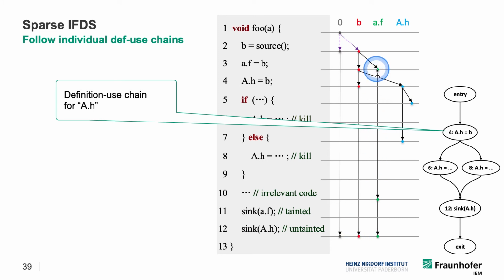Similarly for A.F, right? So that's also being evaluated all the way through here. So we can skip that code here. And for A.H, well, this statement is part of the def-use chain, as you see here. This other one too, right? So here there will be some effects computed. In fact, this is being killed, right? So there is a flow function evaluation here and also there, which will then lead to these taints being killed.